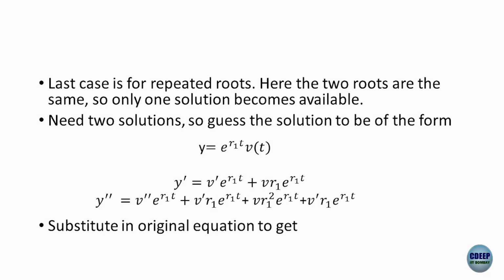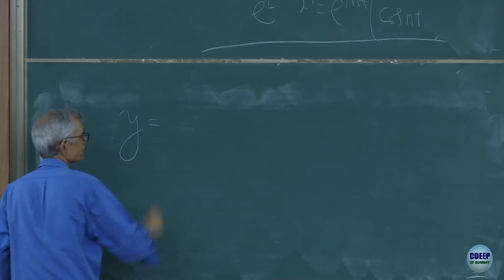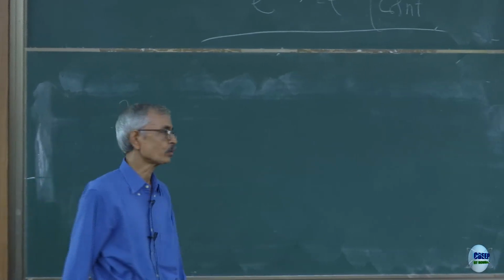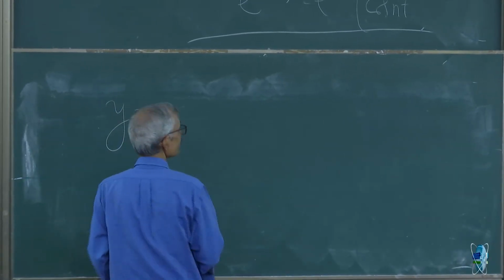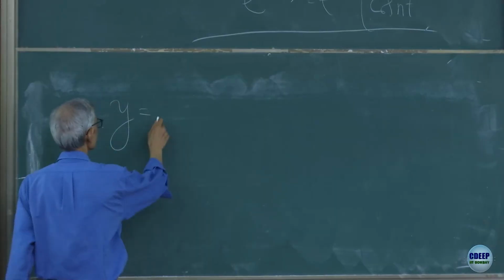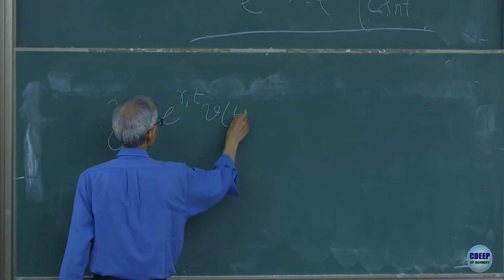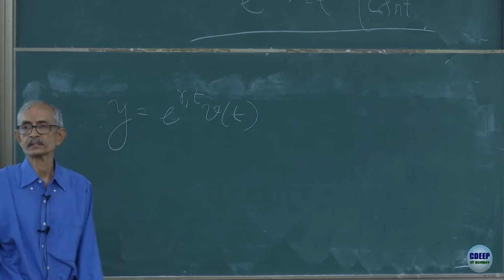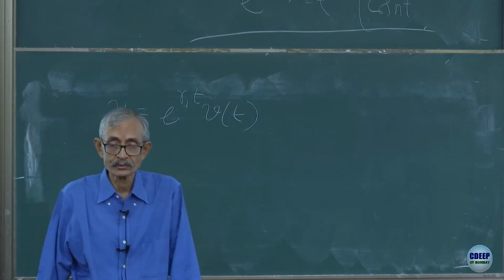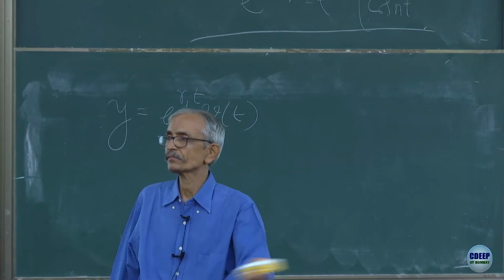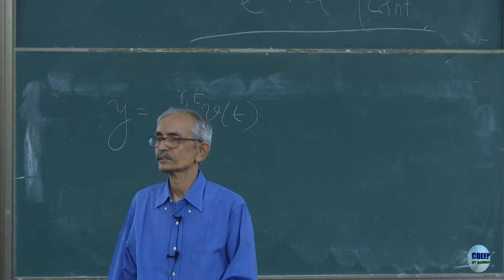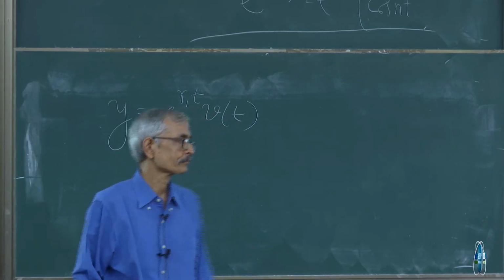So what we say is I'm going to hypothesize that this y is going to be the original root, which is e to the, or original solution, multiplied by some function which is a function of t. I don't know what that function is, but I'm going to figure out what that function is. So that's the basic concept.